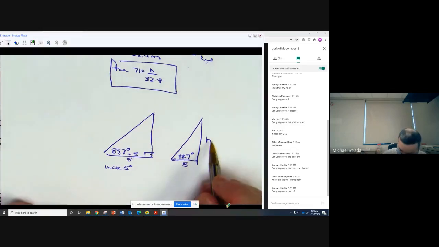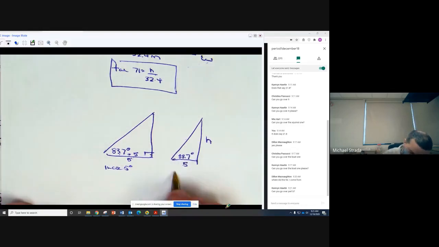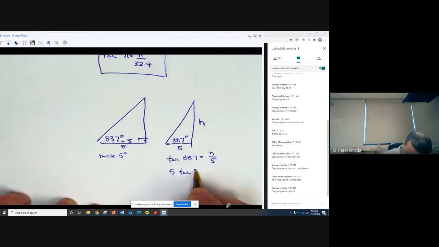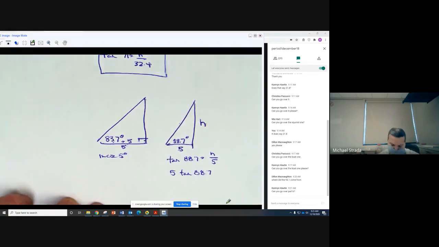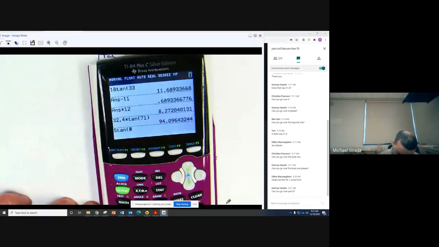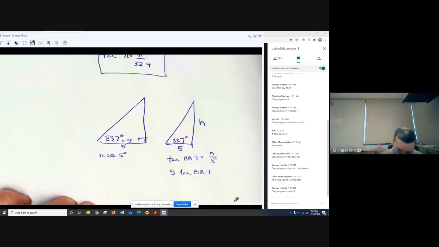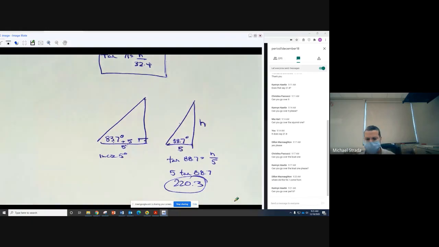So once again, because the hypotenuse isn't involved, it's tangent. So the tangent of 88.7 equals h over 5. We're going to do 5 tangent 88.7. And that's where the 220.33 comes from. All right.